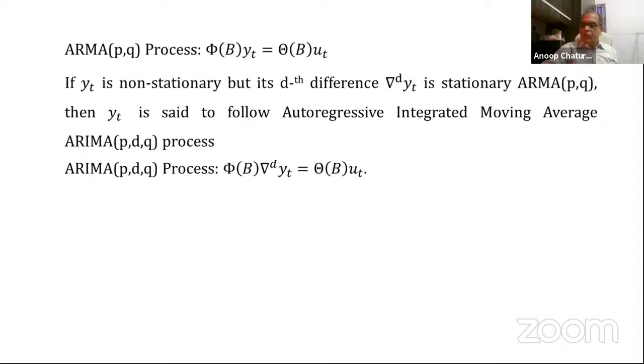In general, as you have observed for the random walk model, if the process is non-stationary, you take the first difference and it becomes stationary. Suppose your original process is non-stationary, but if you take the d-th difference, then it becomes a stationary ARMA(p,q) process. Then we say that y_t follows an autoregressive integrated moving average, or ARIMA(p,d,q), process. So ARIMA(p,d,q) means you take the d-th difference of y_t, then the process becomes stationary, and this d-th difference follows an ARMA(p,q) process. And we write it as phi(B) delta^d y_t equal to theta(B) u_t.